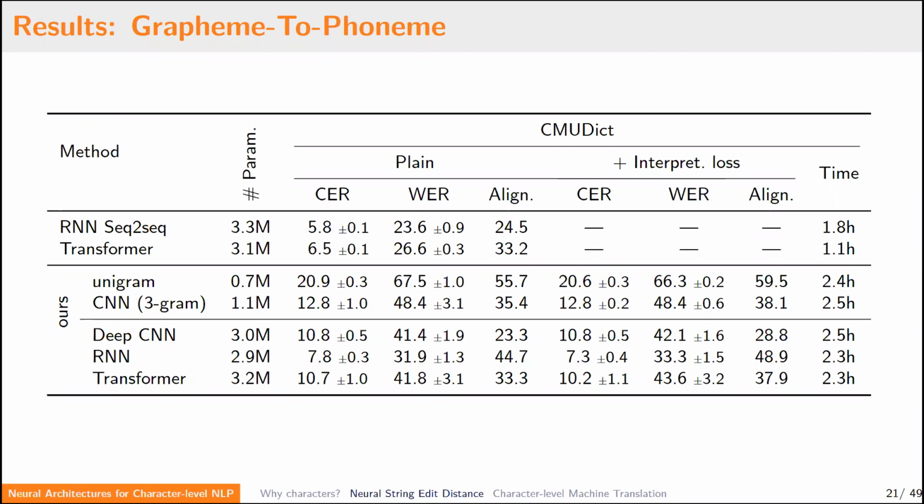But here we can also measure how well the phonemes and graphemes are aligned. So given a statistical alignment of the graphemes to the phonemes, the neural edit string models can much better recover this alignment compared to the sequence-to-sequence models.